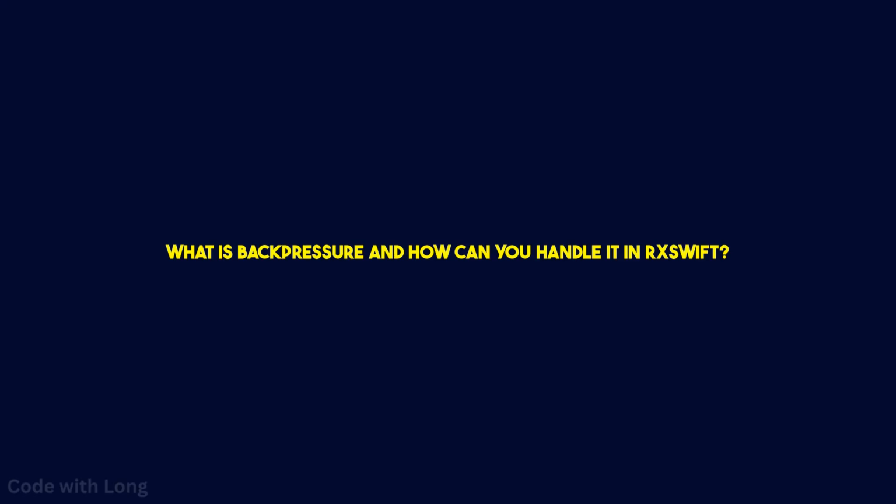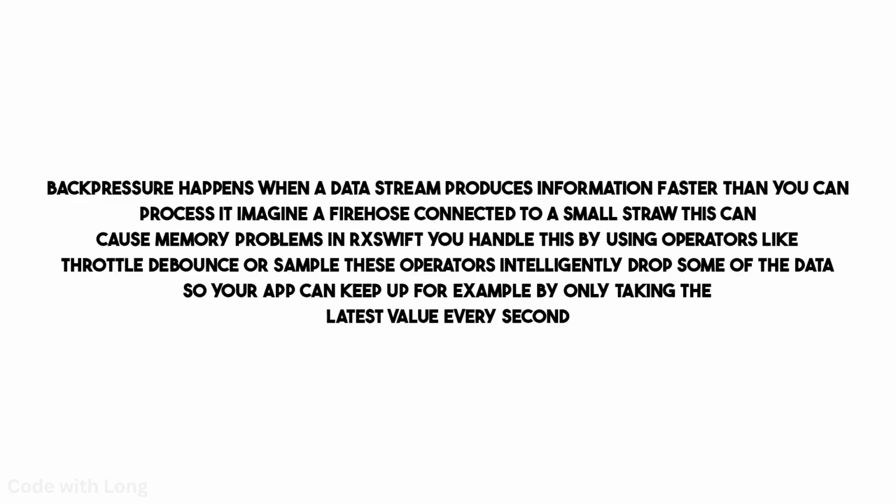What is backpressure and how can you handle it in RxSwift? Backpressure happens when a data stream produces information faster than you can process it. Imagine a fire hose connected to a small straw. This can cause memory problems. In RxSwift, you handle this by using operators like throttle, debounce, or sample. These operators intelligently drop some of the data so your app can keep up, for example by only taking the latest value every second.